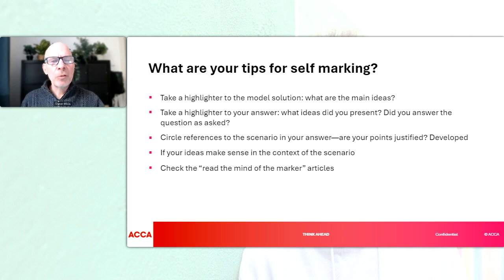Then you need to look at your answer and circle with a red pen all of the references to the story, all of the examples that you give, all of the linking to the evidence. So you're only going to get the mark if that idea is justified. And you can learn all about this if you check out the Read the Mind of the Marker article. It's awesome because you're going to see real student scripts. You're going to see the real marking. Okay? And then also just make sure your ideas make sense in the context of the scenario. If you're looking at a not-for-profit and you suggested EVA as a new KPI to measure shareholder wealth, you're not going to get any credit because the not-for-profit doesn't have shareholders.